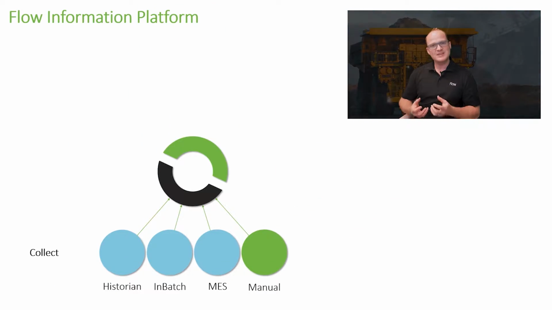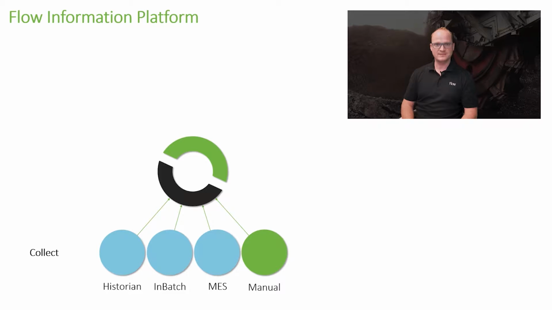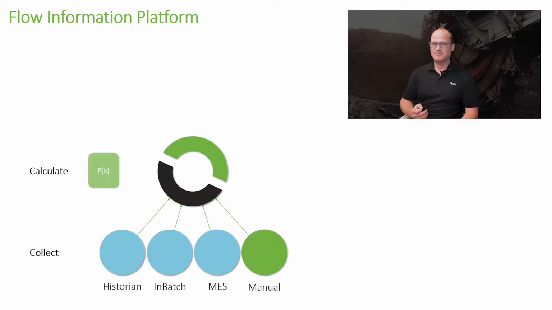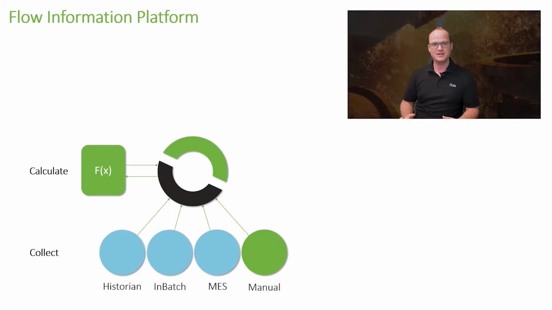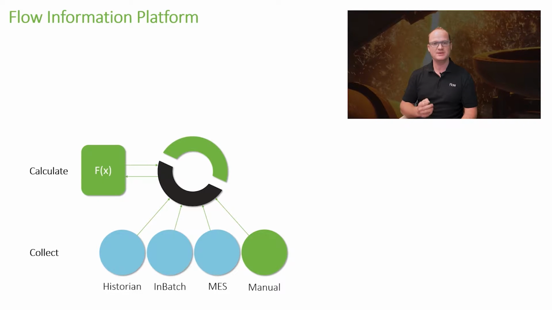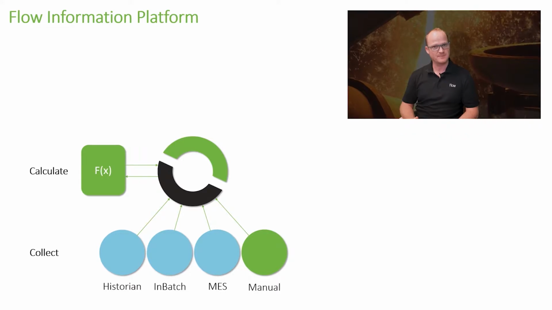Now after we've connected and collected the data out of all of these data sources, we have a very powerful calculation engine sitting in Flow that turns this mass amount of information into actionable KPIs that we can now act on. So the Flow engine will go and aggregate the data, do the calculations on the KPIs and store it inside of the Flow Information Hub.